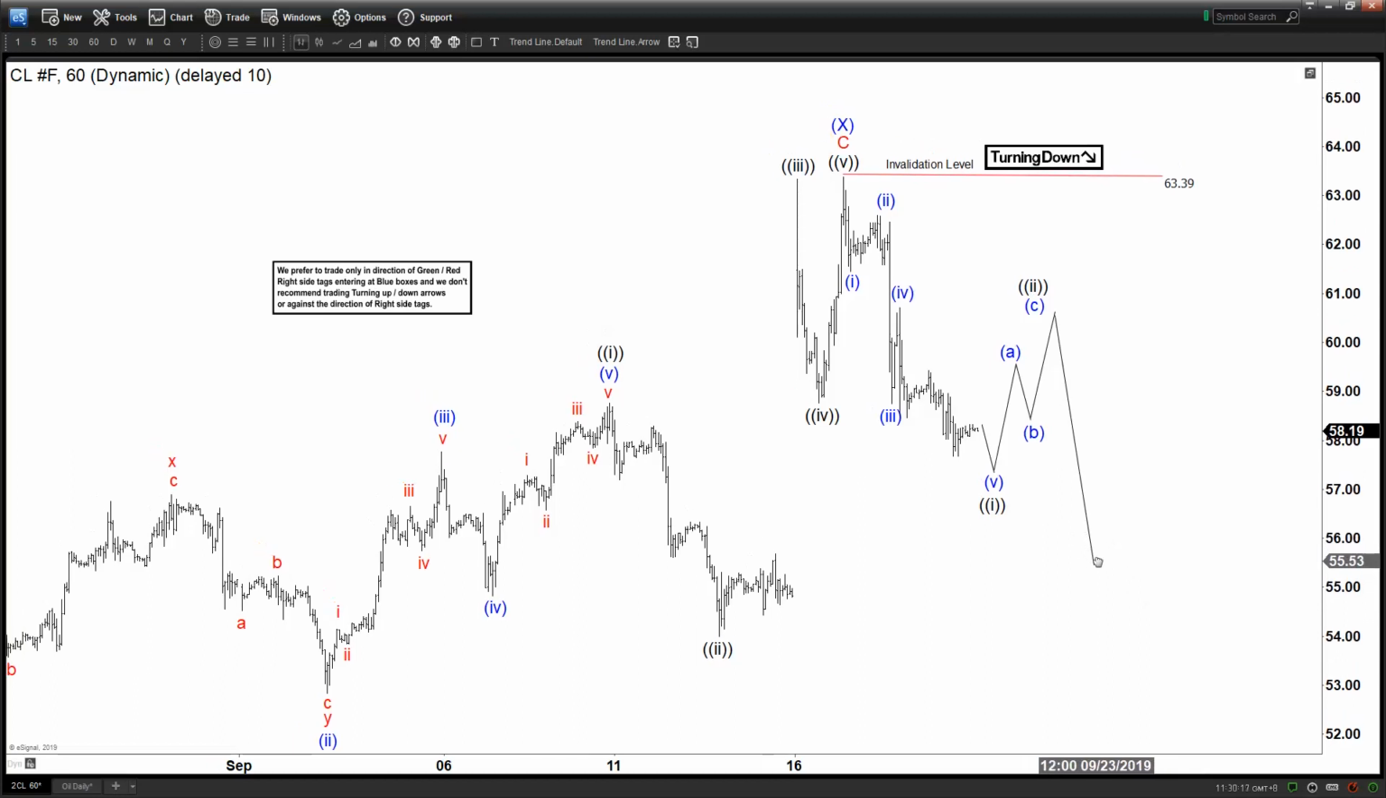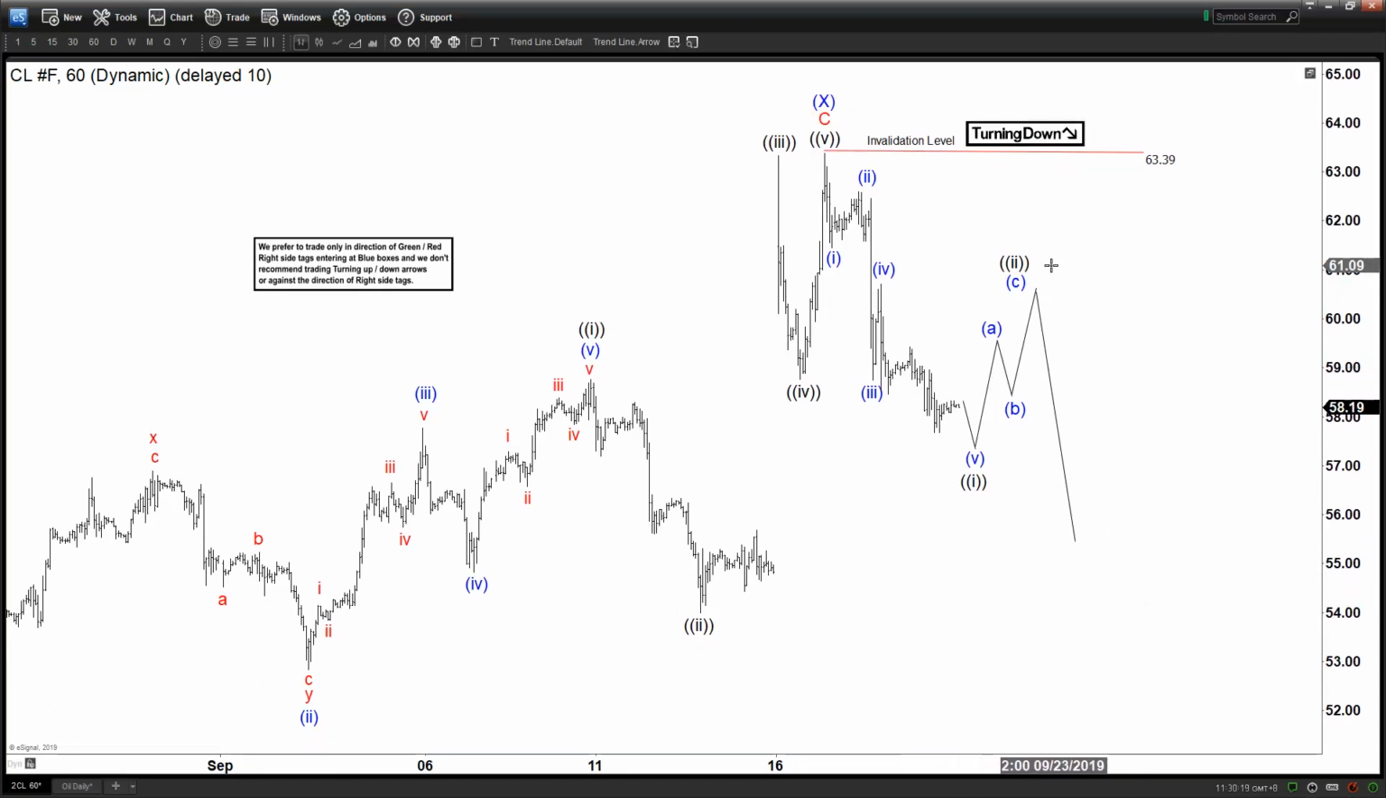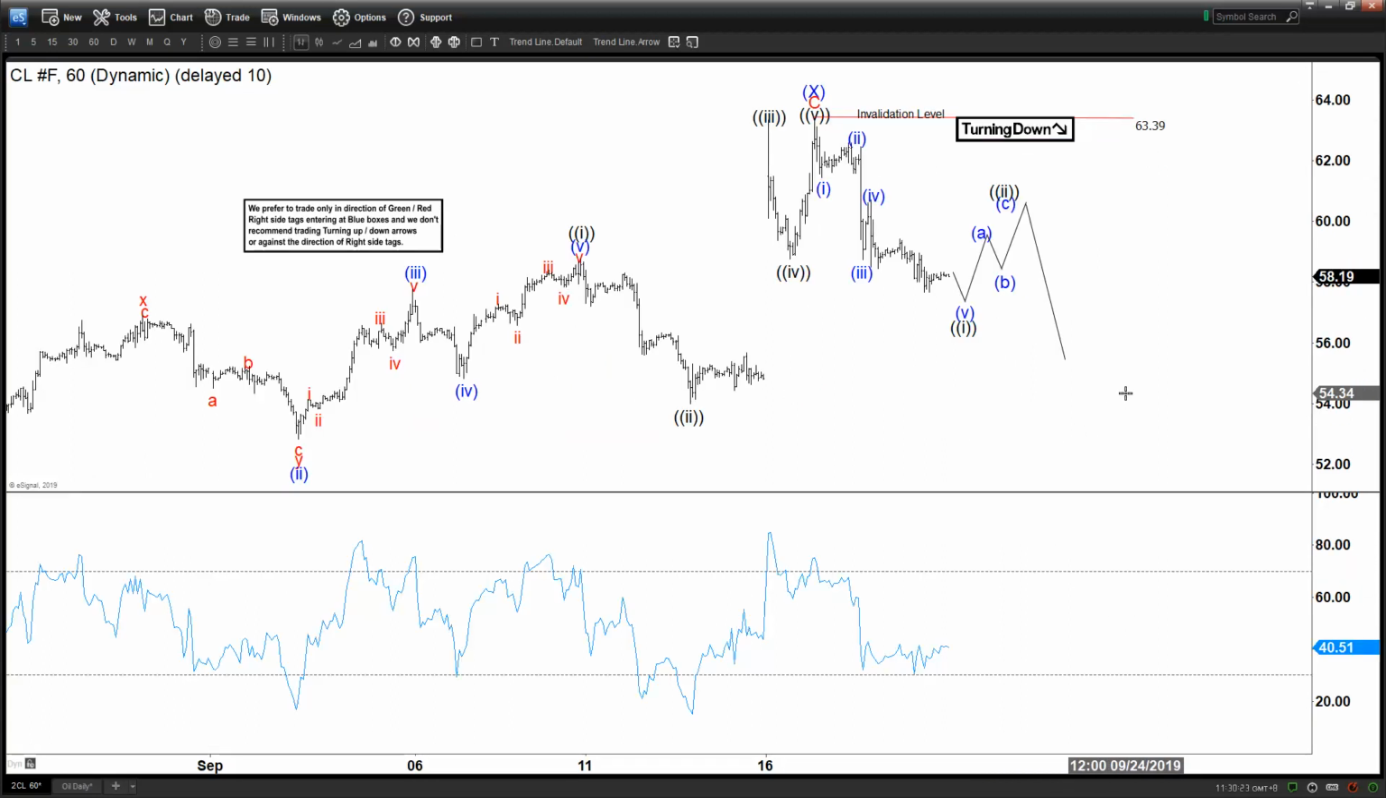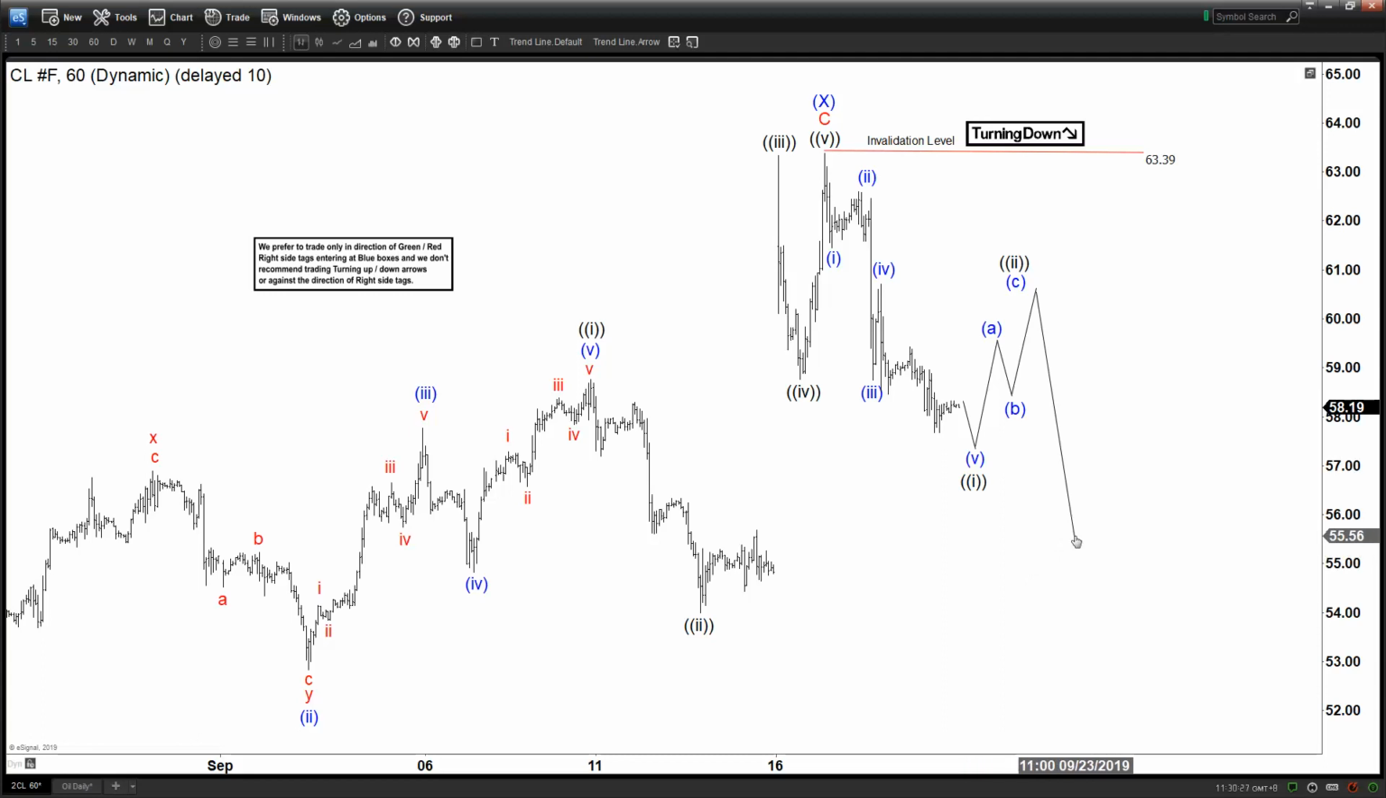Now the only way I can think of that this does not go another leg lower and then starts to go higher again is if we do a flat from here. Let's say A, B, 1, 2, 3, 4, 5, C. So this can be an expanded flat, and then end, and then go higher. So that's the only way I can think about when oil does not continue to go down.